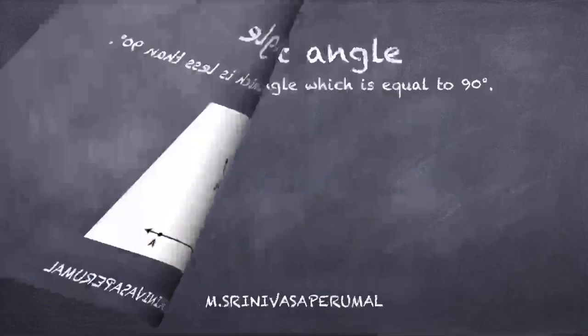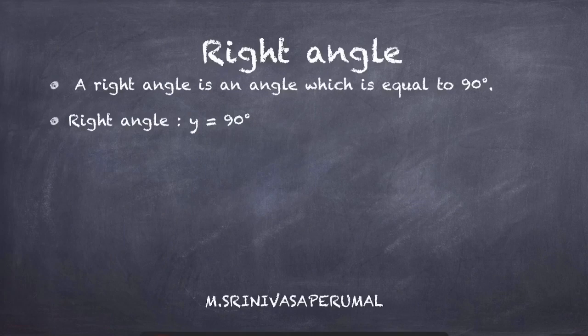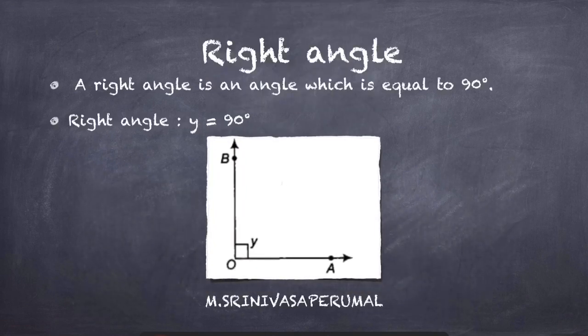Next one, right angle. A right angle is 90 degrees. The angle must be equal to 90 degrees. Consider the given diagram. There are no points; two rays are intersecting at the origin. This angle is a right angle. The value of a right angle is 90 degrees.